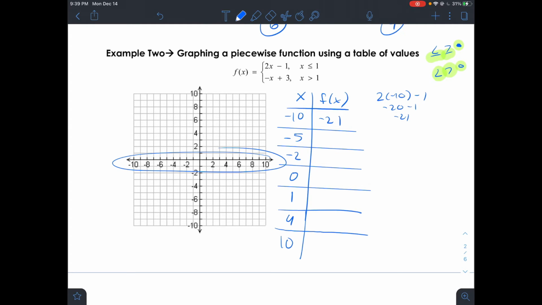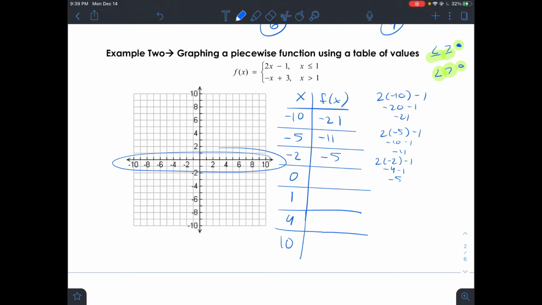Now we'll go ahead, we'll try our -5. So we're going to do 2 times -5 minus 1, which gives us -10 minus 1, which is going to give us a -11. That's off the chart, but that's doable. We can at least graph that one. Then we've got a -2. So again, a -2 is going to be less than -1, so we're going to use that first function there. We've got 2 times -2 minus 1, which gives us -4 minus 1. We end up with a -5.